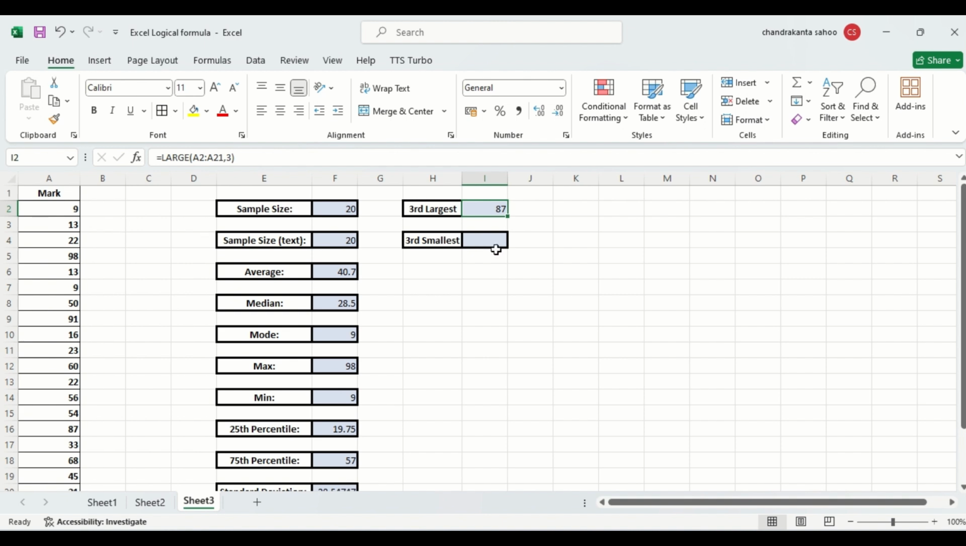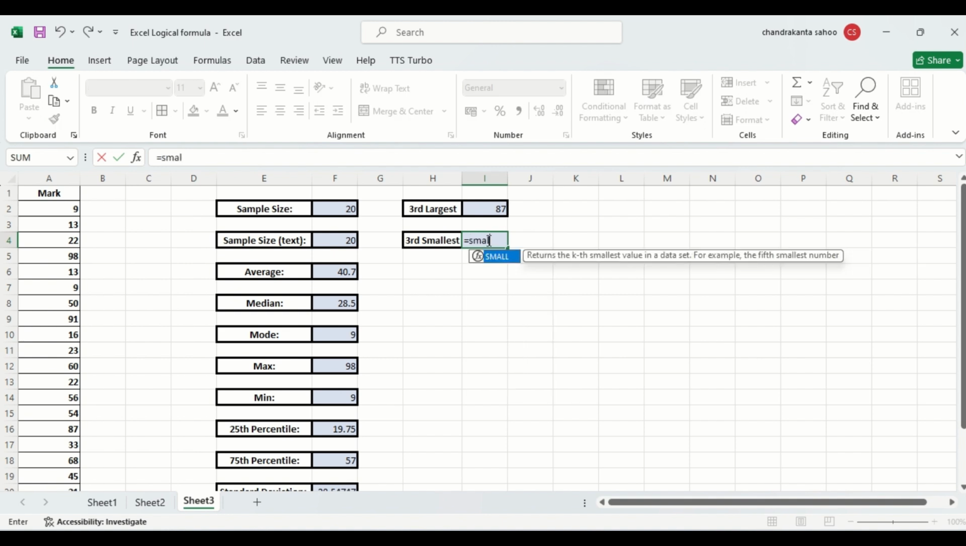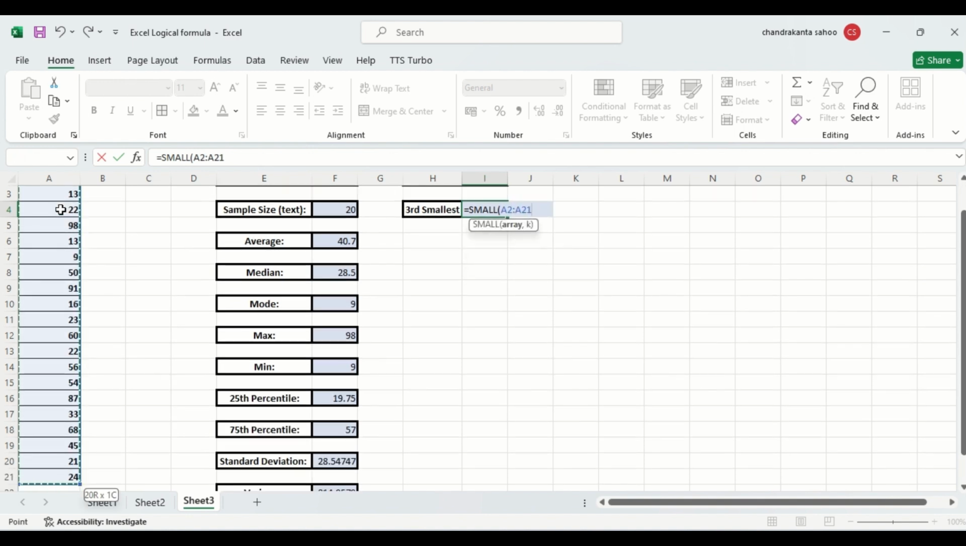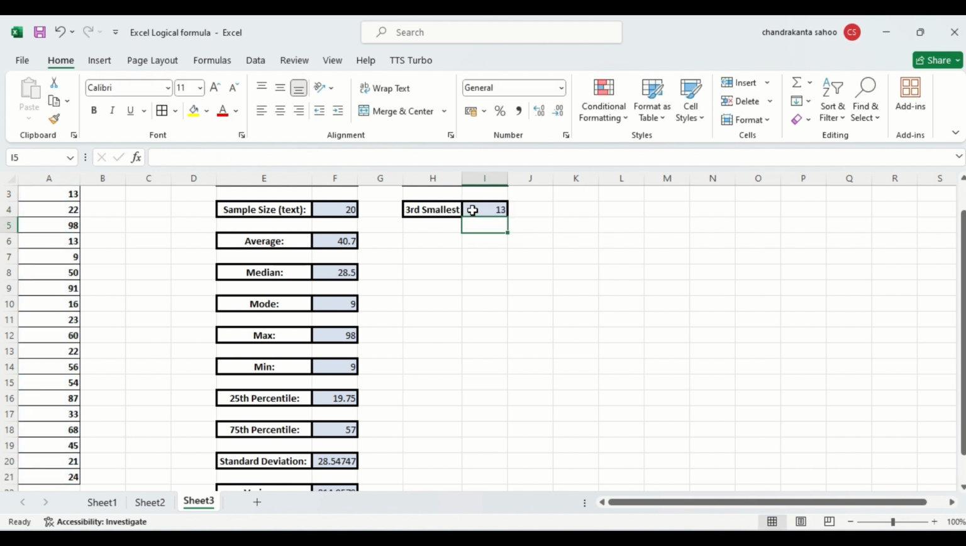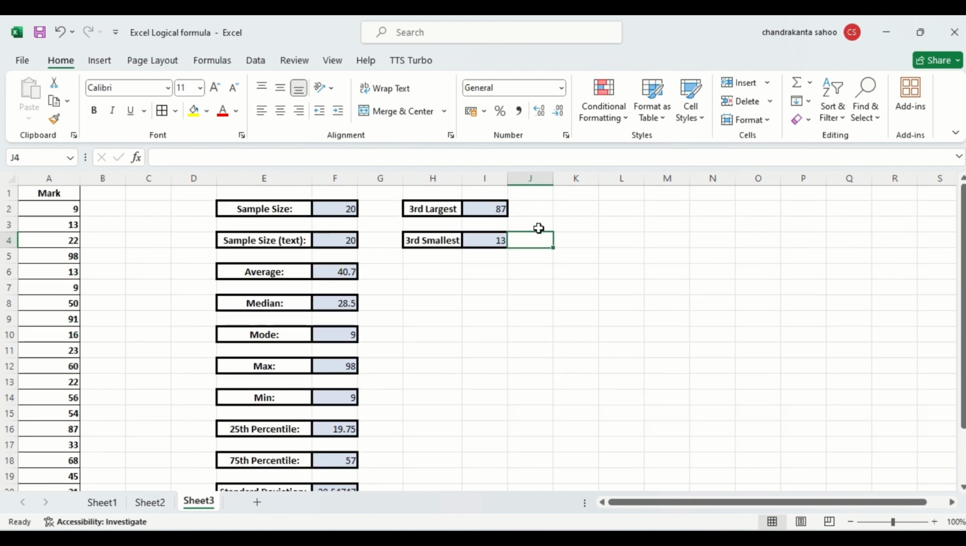Similarly, the smallest you can also write, like SMALL equal to SMALL. Then the total array you can select. Then comma. Then here you can write 3. You have got 13 as the third smallest number. So this is how we can use these statistical formulas in Excel.